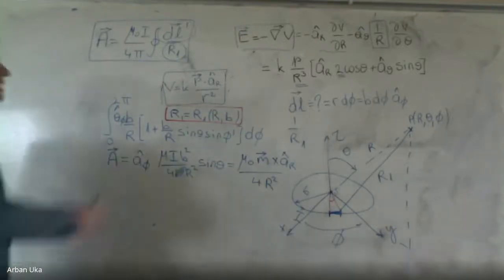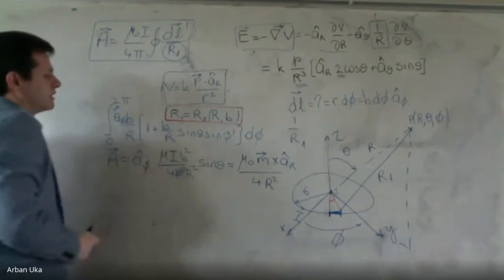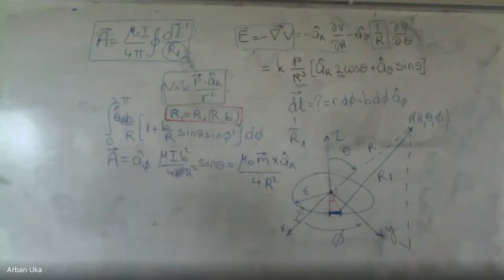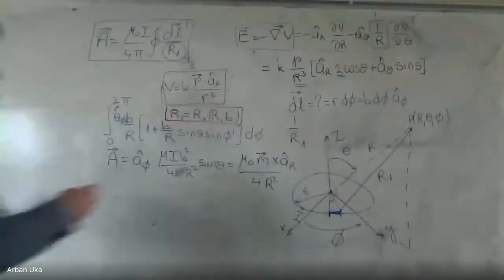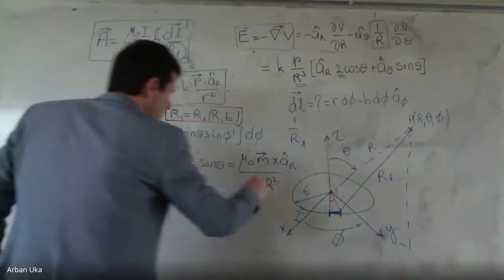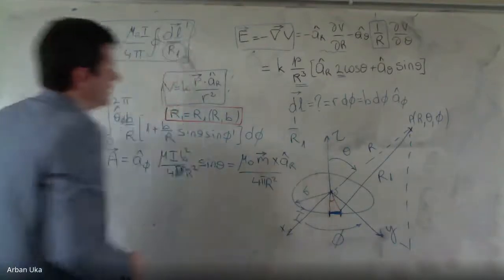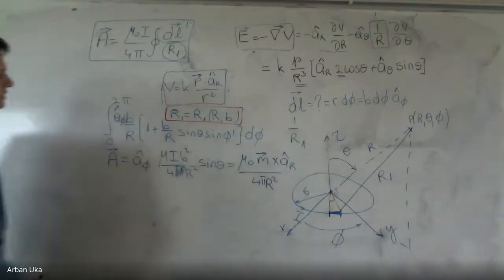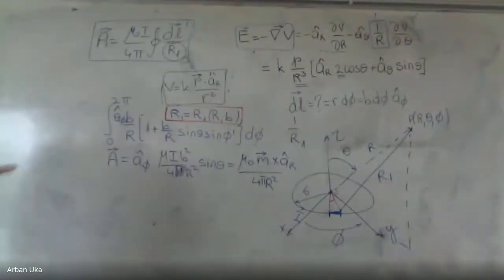Now, the reason I kept this one here on the board is because we can observe a similarity between this potential and this potential. We have again this phi here. Okay? So scalar potential and the vector potential.